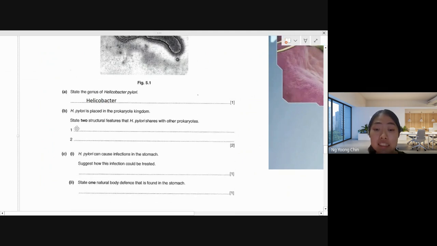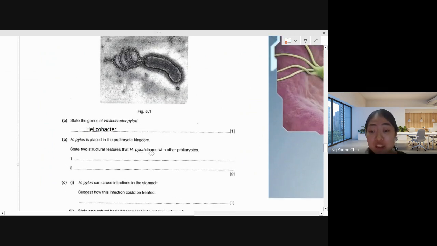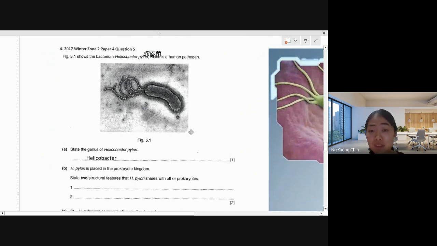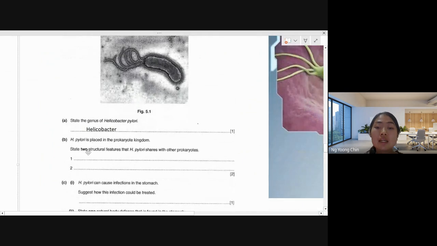Okay. Then state two structural features that Helicobacter pylori shares with other prokaryotes. Because Helicobacter pylori is a bacteria, right? Bacteria belong to the prokaryotes. So what kind of features are possessed by this bacteria? You can see they have this tail. Okay, they have the flagellum. Yeah, they have flagella. Okay, and then they have circular and naked DNA. Okay, because they are not enclosed in a nucleus.